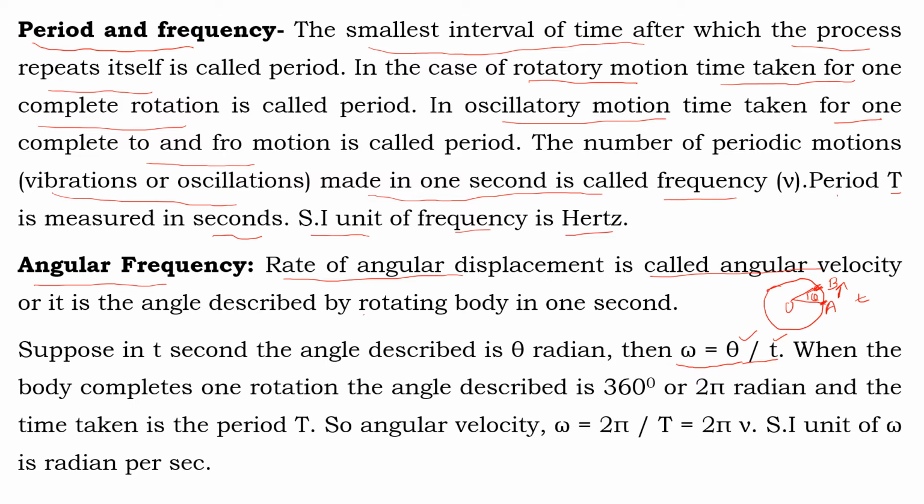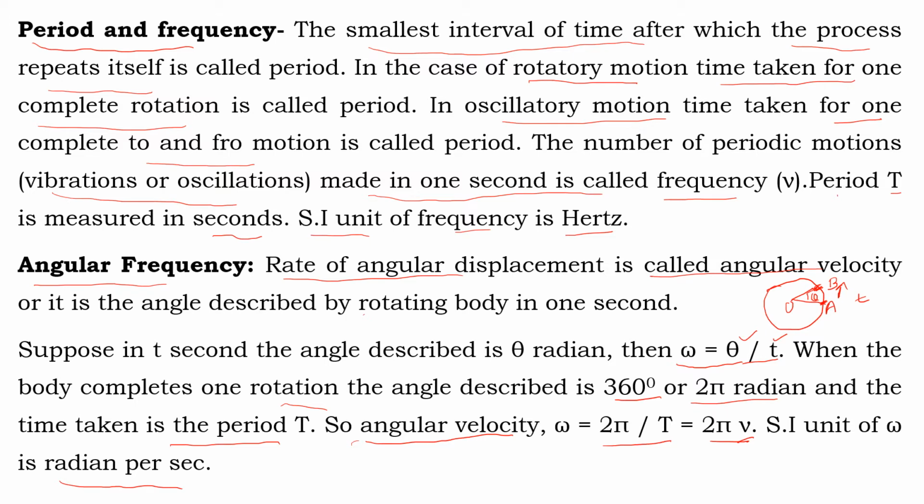When the body completes one rotation, the angle described is 360 degrees, or 2 pi radian, and the time taken is the period T. That is, the time taken for one complete rotation is the period. Therefore, the angular velocity omega is equal to 2 pi by T, or omega is equal to 2 pi into frequency. That is the angular frequency. The SI unit of omega is radian per second.